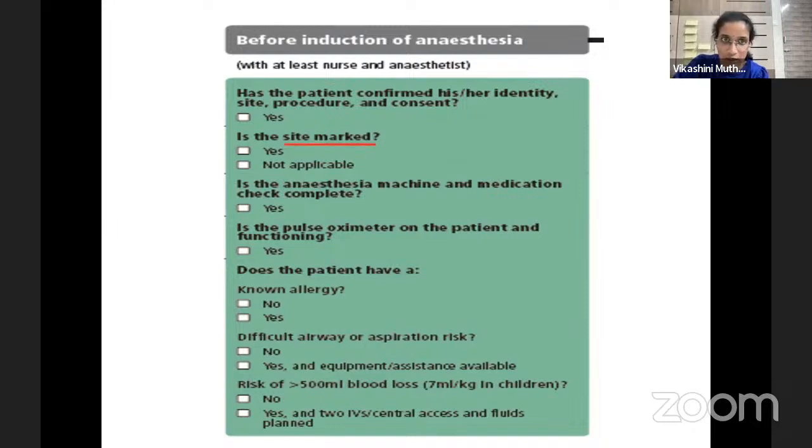So in the options, you have operative site marking. Yes, it is given. It is included in this WHO surgical checklist. And see here, is the pulse oximeter on the patient and is functioning. That's all. See.